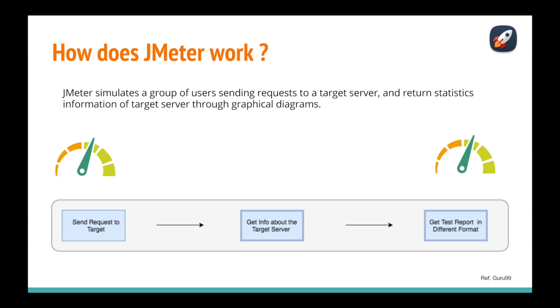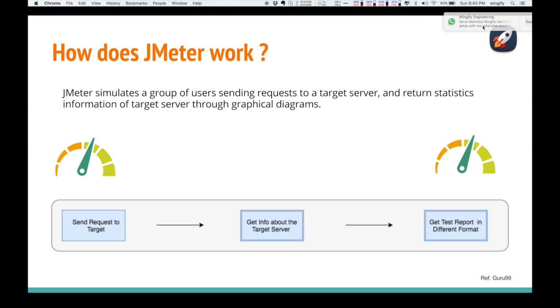It will return how many requests fail and how many requests pass. JMeter can share the results end to end with you. As you can see in the diagram, we are sending the request and getting the information from the target server, and after that we get the results of your performance testing, meaning how many things can happen. All right, sorry for that.